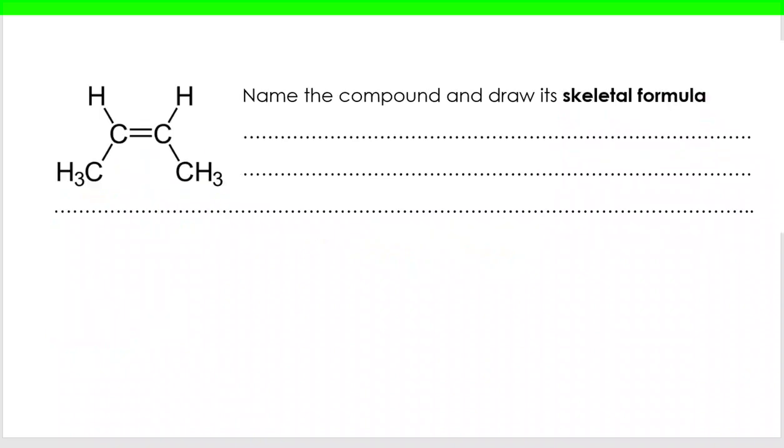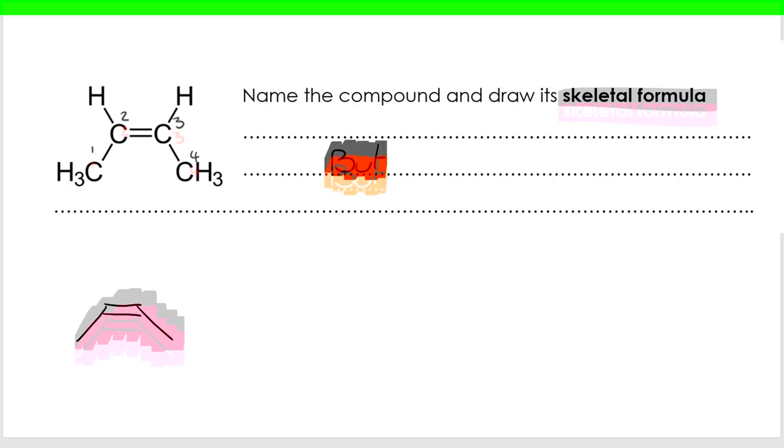Let's try this one. Again, my skeletal formula, I've got a single bond, a double bond, a single bond. I've taken away my H's and we're done. It's 4 in a row, so that tells us that it's bute, and it's an alkene, so it ends in -ene. But if I number my carbons, my double bond starts at the second carbon. That means that this one is bute-2-ene.